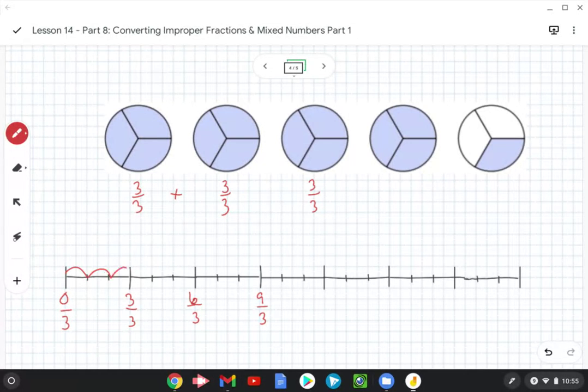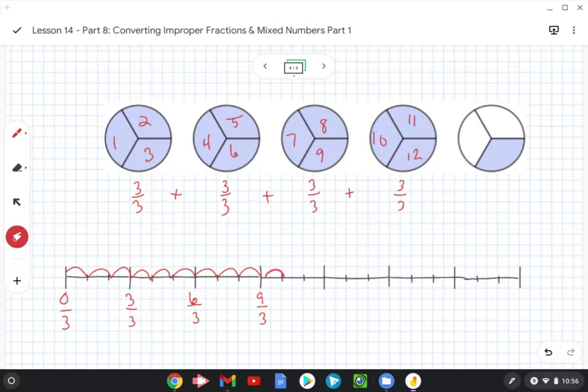So we have 1, 2, 3, 4, 5, 6, 7, 8, 9 thirds. They're all the same. They're just different ways of representing this, right? And then we could add another 3 thirds. And that would give us, let's see, 10, 11, and 12. And that would be down here, 1, 2, 3 more. So we'd have 10, 11, 12 thirds, right?